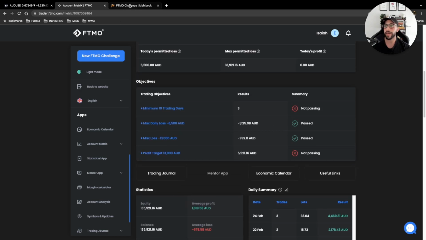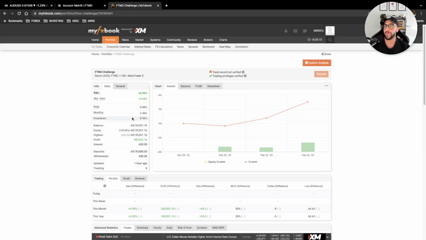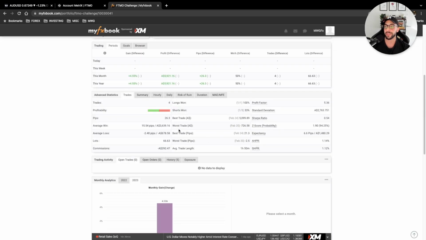So we'll also now have a look at MyFxBook just to confirm. So as you can see here, it's 4.55% gain. So that 6,500 would be the 5%. And you can see everything here as well.